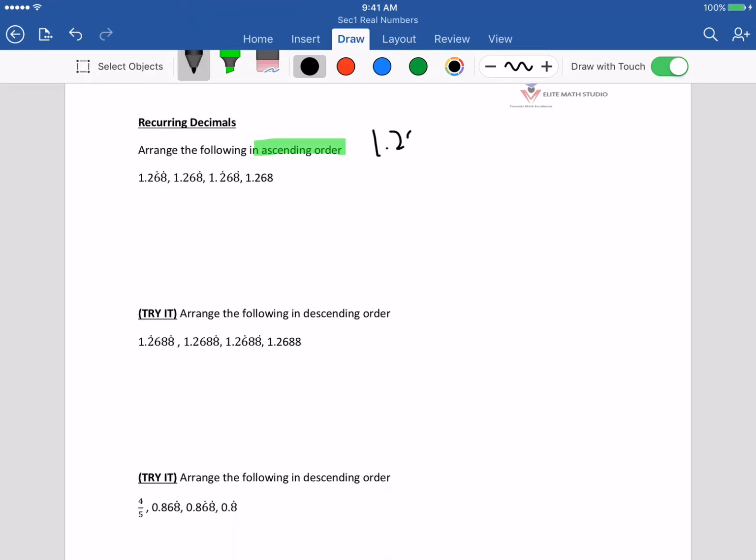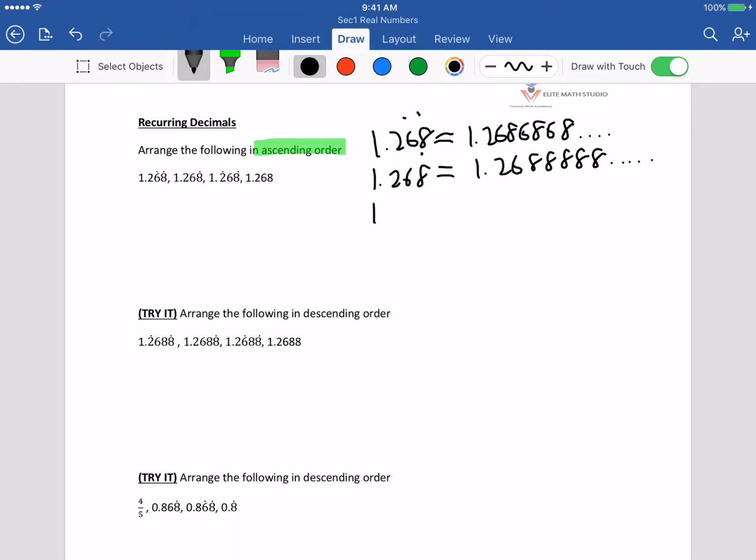So first, 1.268 dot. This one you can express as 1.268 68, so and so forth. Next one is 1.268 dot here, which equals 1.2688888. Next one, 1.268 dot, will be equal to 1.268 dot. Next one is just 1.268, which goes to 1.268 dot 0.